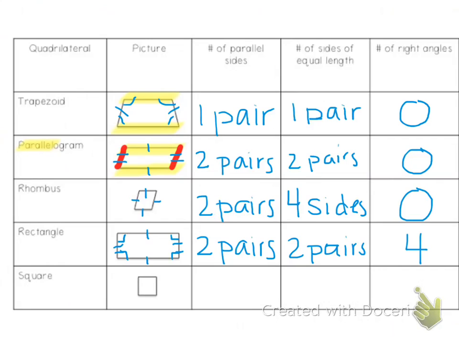And the last one is a square, and we know that a square has 4 sides that are equal length. It also has to have 2 pairs of parallel sides. And it has to have 4 right angles. So you're going to be classifying some different figures and trying to figure out all the ways we can name them. So a square is also a rectangle, and it's also a rhombus, and it's also a parallelogram. So it gets to have lots of different names because it has all of those characteristics, all of those attributes.